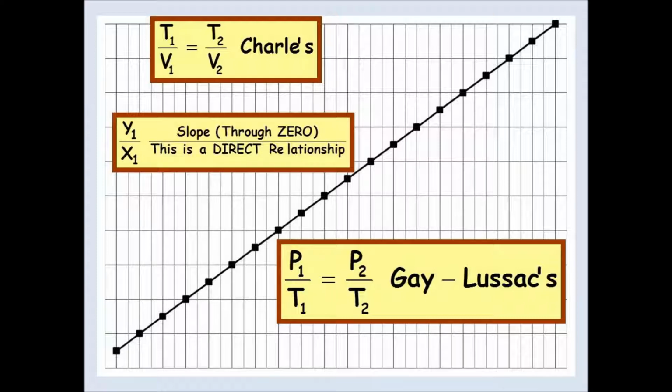Gay-Lussac's law is pressure and temperature. Again, the ratio of pressure 1 over temperature 1 equals the ratio of pressure 2 over temperature 2. And in Charles' law, the volume 1 over temperature 1 ratio equals the volume 2 over temperature 2 ratio. So that's your lecture.